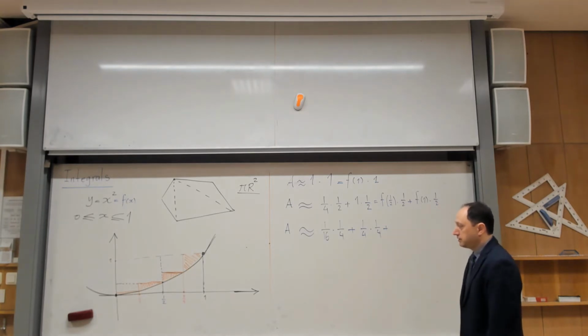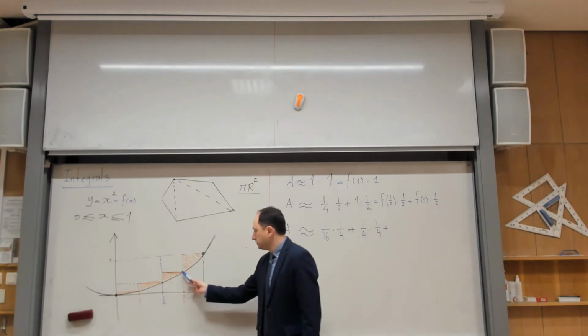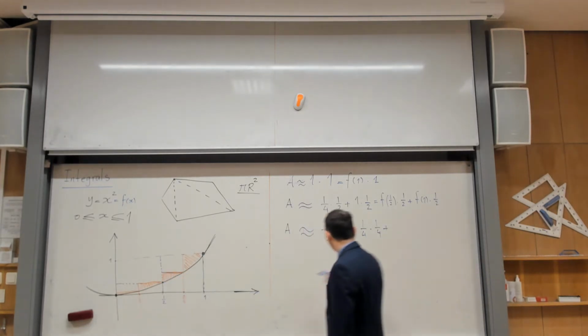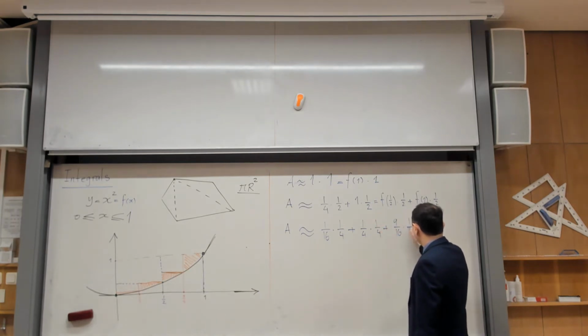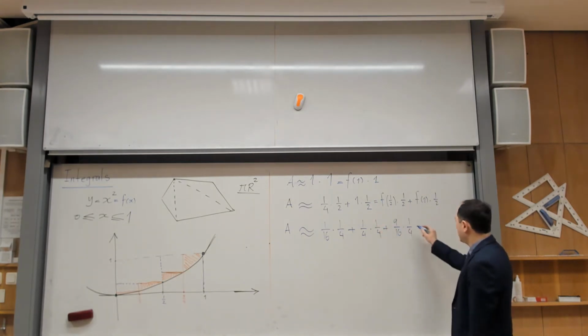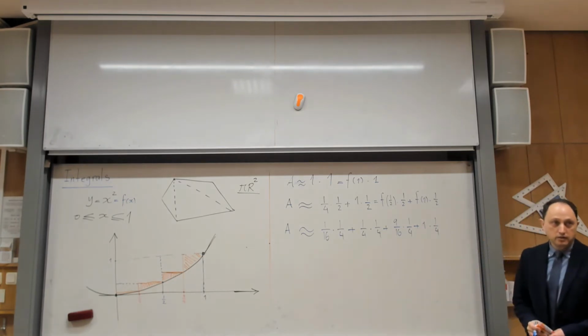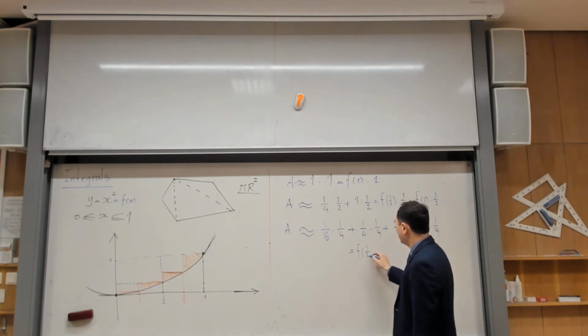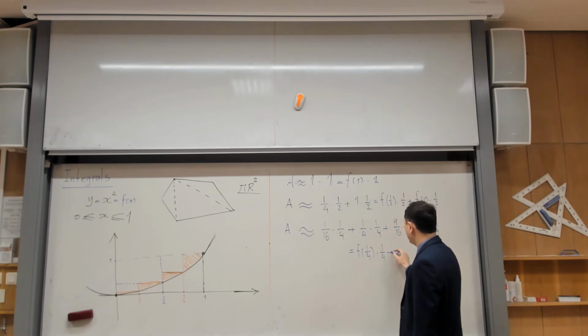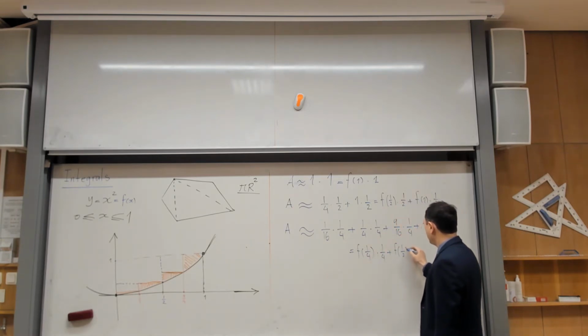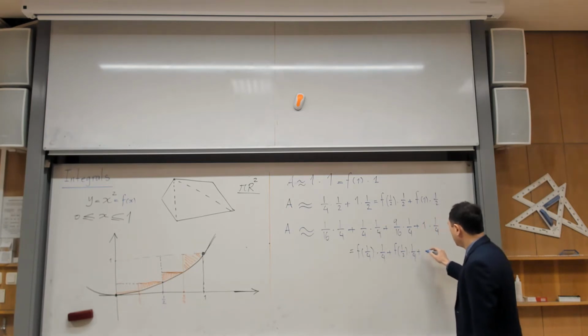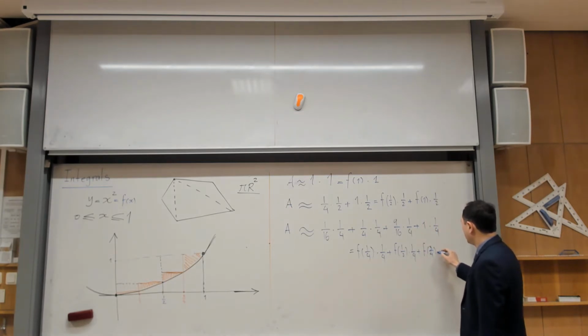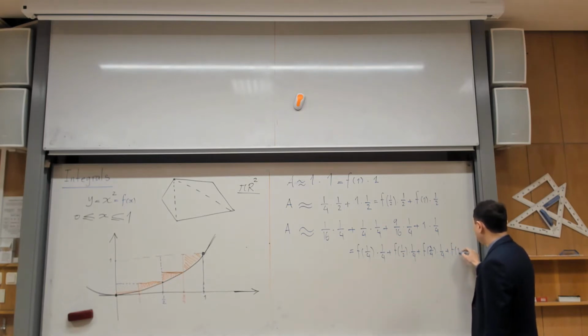And I go to the next rectangle. Can you tell me what is the height? What is the height of this rectangle? 9/16, exactly. Multiplied by 1/4 again. And finally, what is the height of the next one is 1 multiplied by 1/4. But if I ask you to write it as before, instead of 1/16, you can write f of 1/4 times 1/4 plus f of 1/2 times 1/4 plus f of 3/4 times 1/4 plus f of 1 times 1/4.